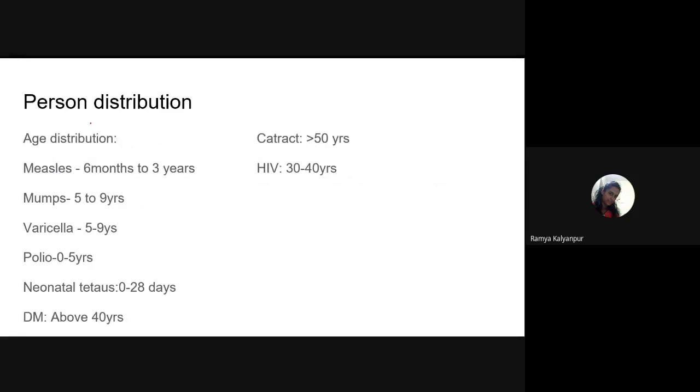After this place distribution, in descriptive epidemiology, the second part is person distribution. Person distribution is of two types: we describe it in terms of age distribution and sex distribution. In age distribution, there are some diseases, for example respiratory disease like measles, most commonly seen in 6 months old babies to 3 years old children. And why is it not seen below 6 months? Students, can you tell me why measles is not seen in children below 6 months?